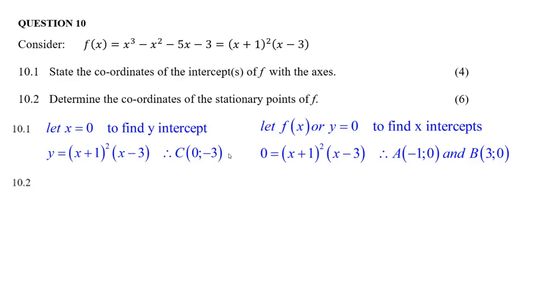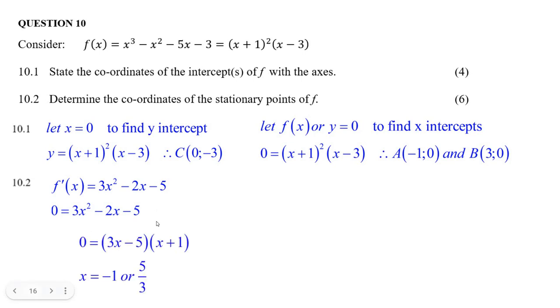Now, determine the coordinates of the stationary points. That's another word for a turning point. Something special happens at the turning points. The gradient is 0. That means we take the derivative, that's this thing here, and make it equal 0. So here's the derivative, 3x squared minus 2x minus 5. You have to be able to do that. Multiply the power in front and bring it down by 1. The derivative of 3 is 0. You make it equal 0.